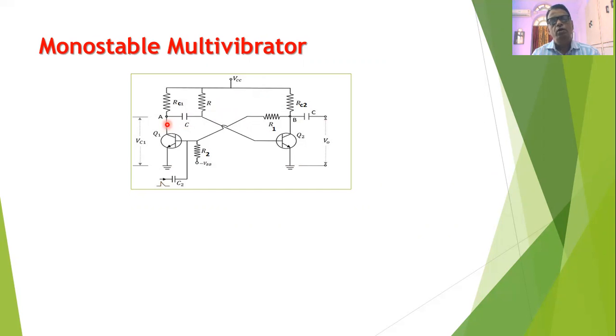The collector of Q1 is connected to the base of Q2 through the capacitor C, while the collector of Q2 is connected to the base of Q1 through the resistance R1. The base of Q1 is connected to the negative power supply, minus VBB, through the resistance R2. For charging of the capacitor C, a resistance R is provided in the circuit. You will find a slight change when you compare this circuit diagram with astable multivibrator.